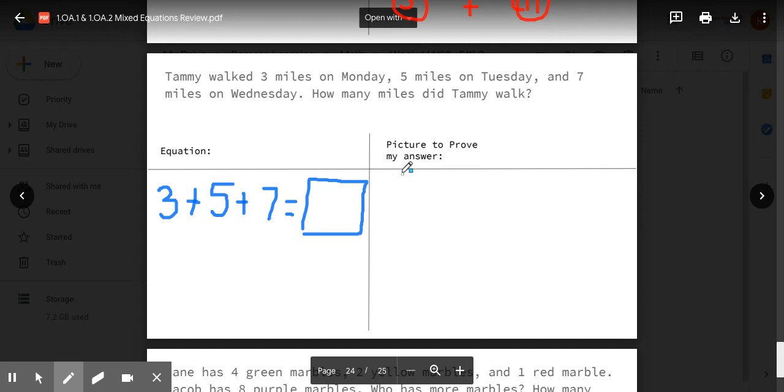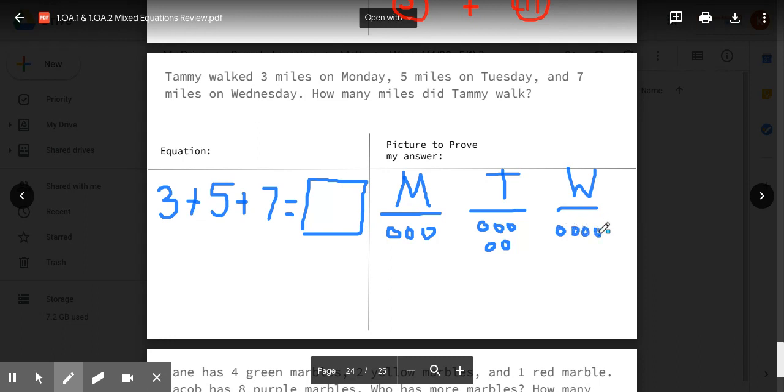Tammy walked 3 miles on Monday, 5 miles on Tuesday, and 7 miles on Wednesday. How many miles did Tammy walk? So let's add them up all together. 1, 2, 3, 4, 5, 6, 7, 8, 9, 10, 11, 12, 13, 14, 15. Tammy walked 15 miles all together.